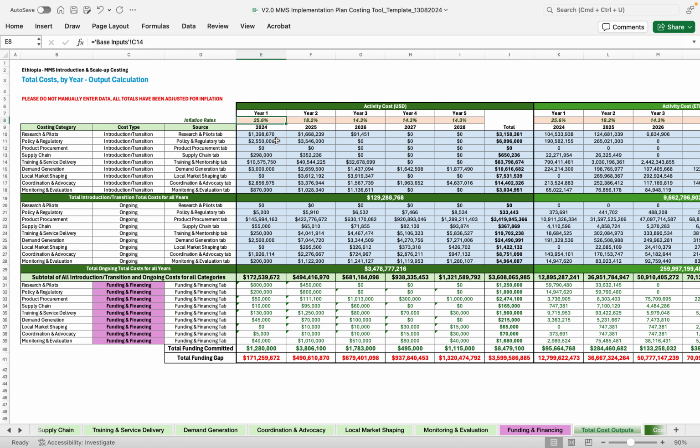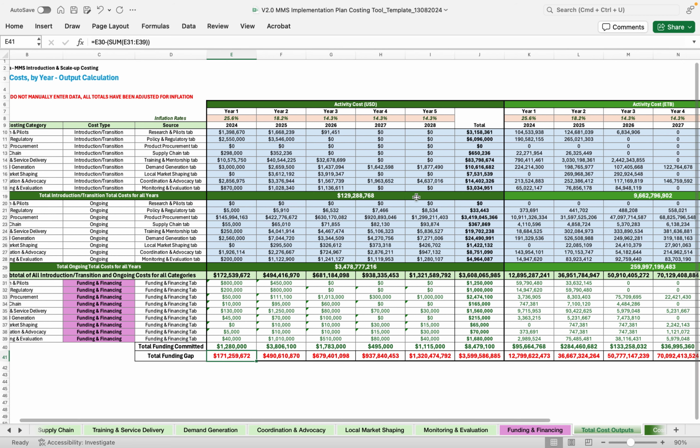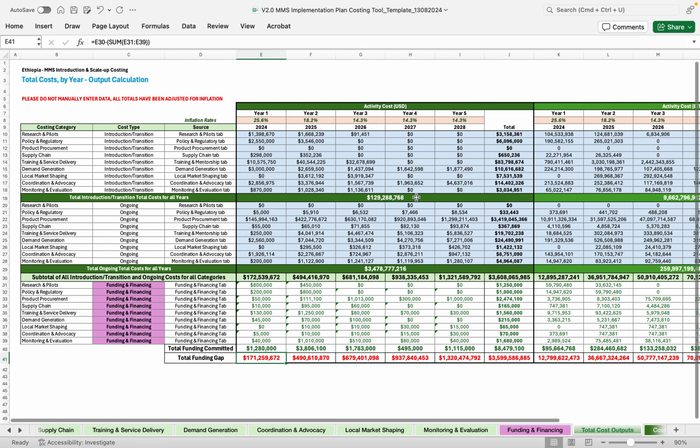And it automatically incorporates the inflation rate that we've entered in the base inputs tab. So all of these totals have been adjusted for inflation, and that's a major difference between these figures and figures you'll see earlier in the tool. We've also included subtotals and totals for the amount of financing that was tracked in this tab, the totals for total funding committed, and then also a calculation of the total funding gap based on the total cost for that year and the total funding committed and what the total funding gap would be. So on the left side is USD and on the right side is the local currency.